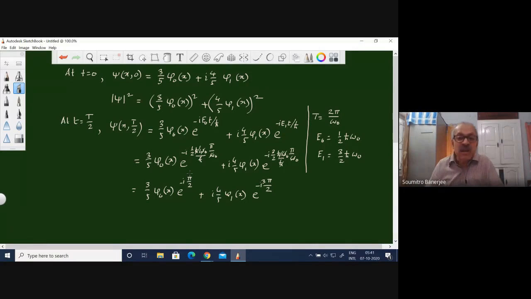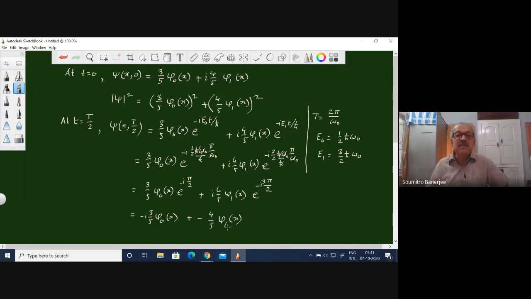And if you now replace these by their cosine and sine terms, then you find that this is equal to minus 1 and this is equal to plus 1, plus i. So minus i plus i. So this is minus i 3 by 5 psi naught x, and this is plus i, by 5 psi 1 x.